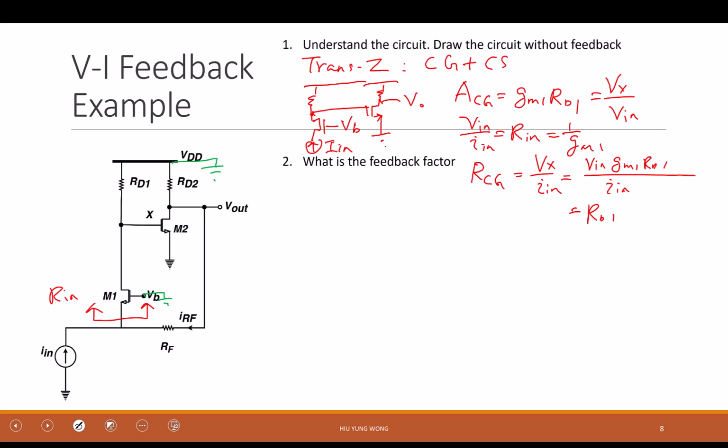And the unit should be, because it's transimpedance. Yeah, we are finding the output voltage divided by input current. What confused you? What did I do wrong?